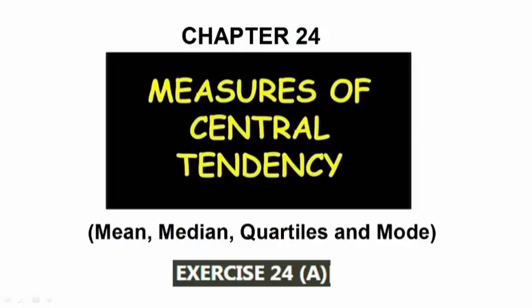Welcome back, dear students. Today we'll be starting a new chapter, a very interesting and easy chapter. The name of the chapter is Measures of Central Tendency, chapter number 24. Here you will be learning about mean, median, quartiles and mode. Today's video will be the introduction video on exercise 24A. So without further delay, let's begin.